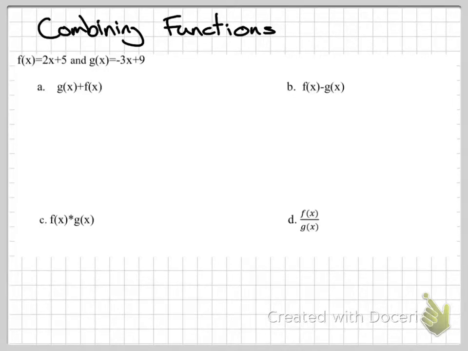Combining functions. For today's problems, we were given the function f of x equals 2x plus 5 and g of x equals negative 3x plus 9. Notice that those are defined at the top. Then we are going to work on adding, subtracting, multiplying, and dividing these functions and seeing what we get.